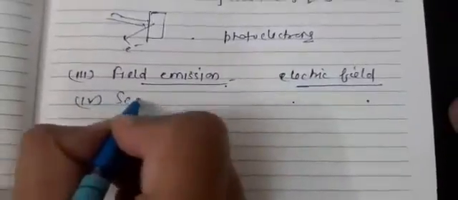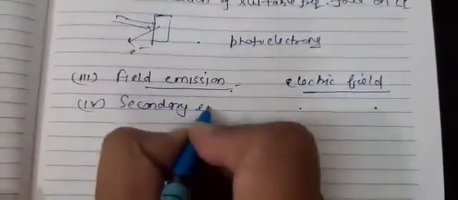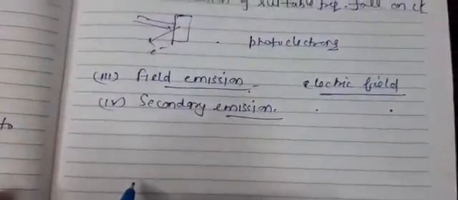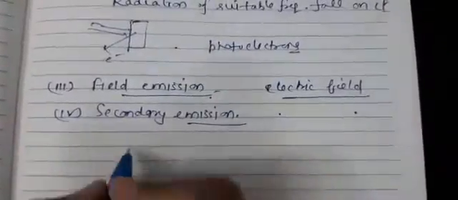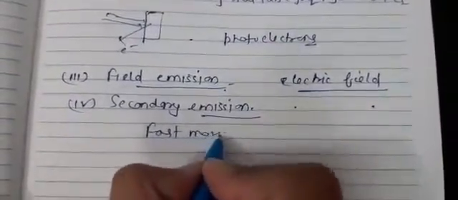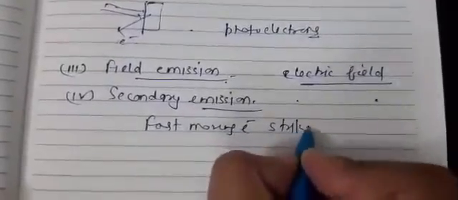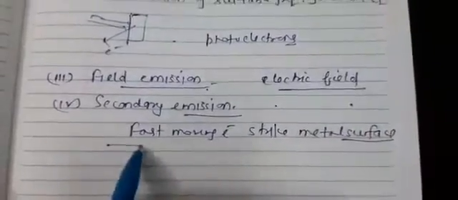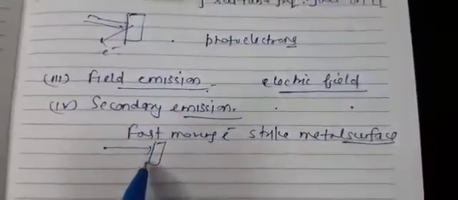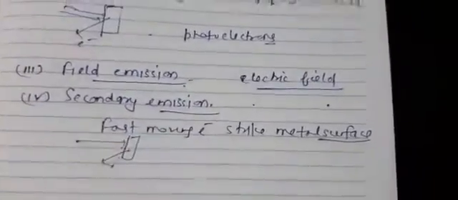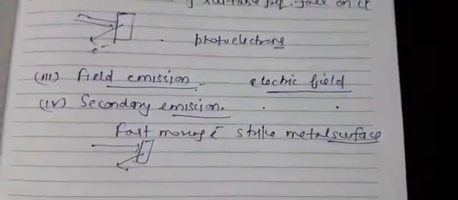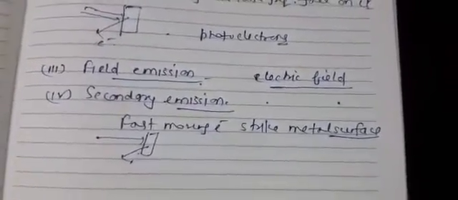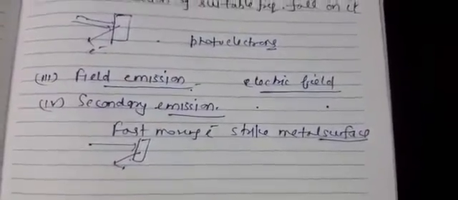Next is secondary emission. It is the emission of electrons from the surface of a metal when fast moving electrons strike the metal surface. When fast moving electrons hit this metal surface, that leads to emission of electrons. So this is called secondary emission. Here we have discussed different electron emissions. Now after this, we will discuss photoelectric emission in detail.